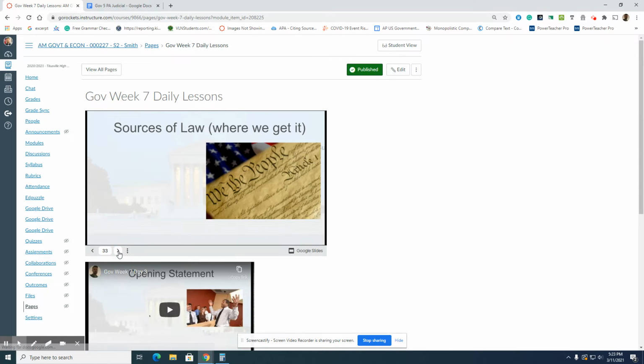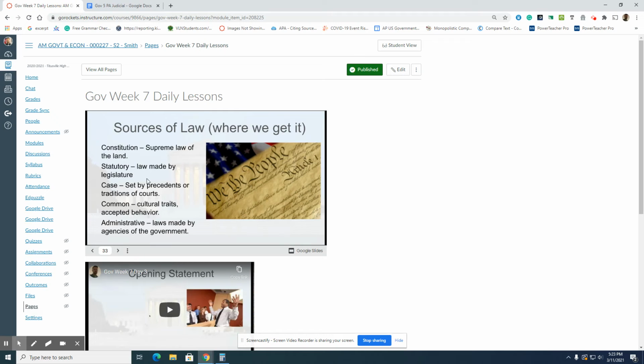And then there are also the sources of law. We get our main source of law from the Constitution. It is the supreme law of the land according to Article 6. Statutory law are laws passed by the legislative branch. So each of the laws passed by the legislature is a statutory law.